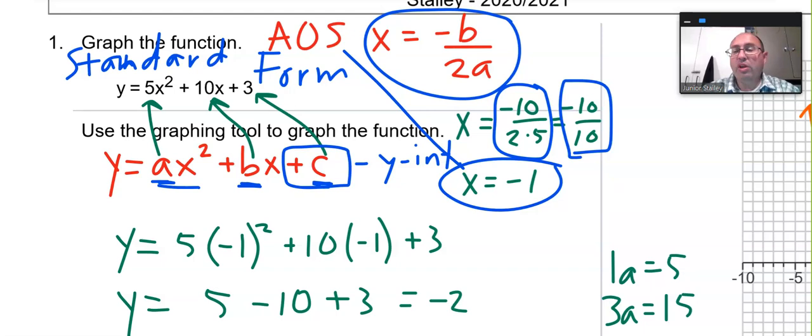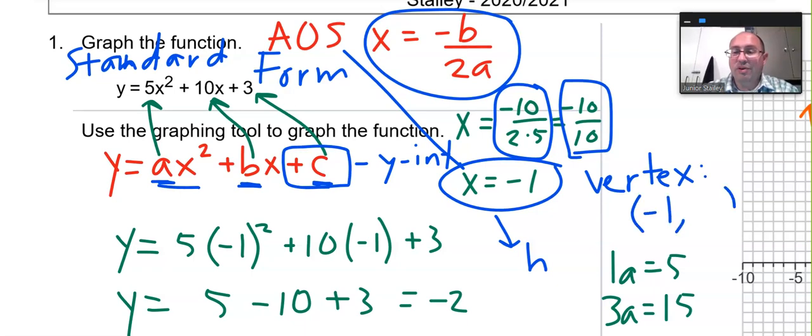Now, we know that the axis of symmetry goes through the vertex, so that's kind of important because that tells me the h. This right here tells me the h. Now, how do I find the k that goes with it? The other part of the vertex. So far, in terms of the vertex, we know that we have negative 1. We just don't know what the y value is. How are we going to find that?